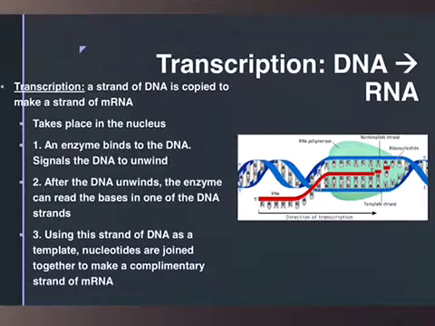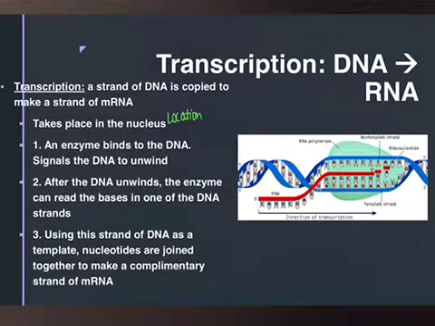So transcription is where a strand of DNA is copied and it makes a strand of RNA, specifically mRNA. The location, or where this takes place, is in the nucleus. What happens is an enzyme binds to the DNA and it signals the DNA to unwind. So you can see that in this area, the DNA is not twisted up anymore.